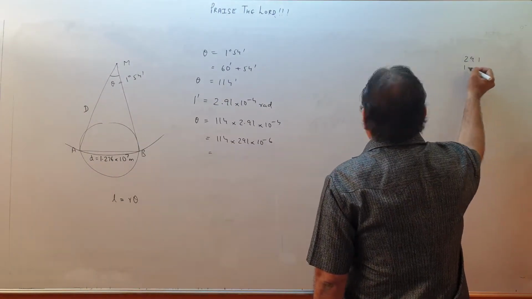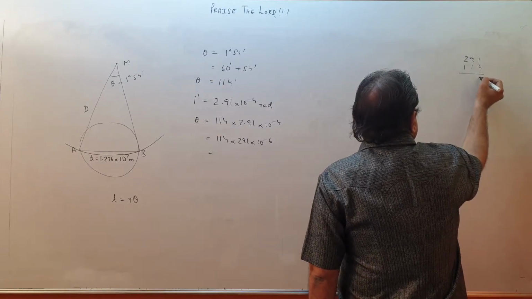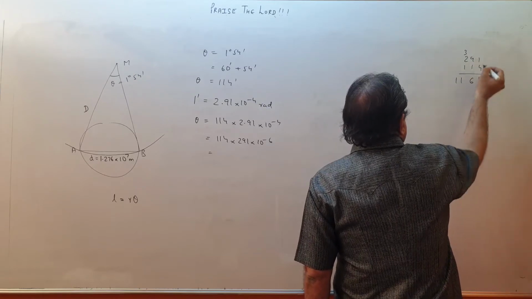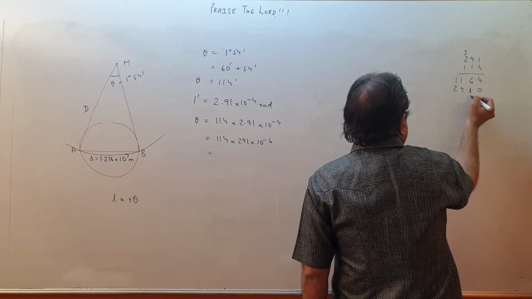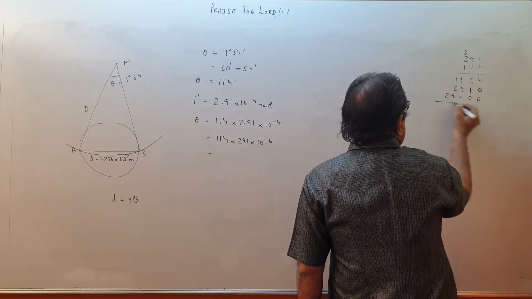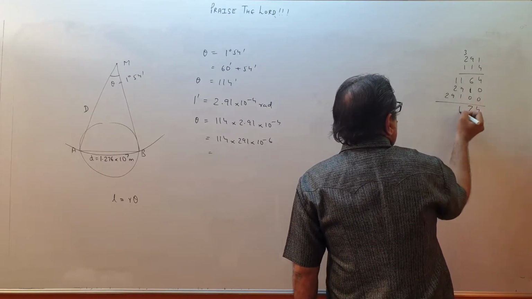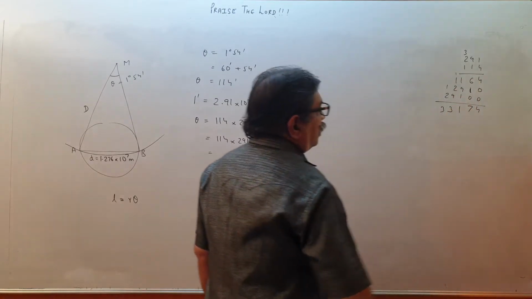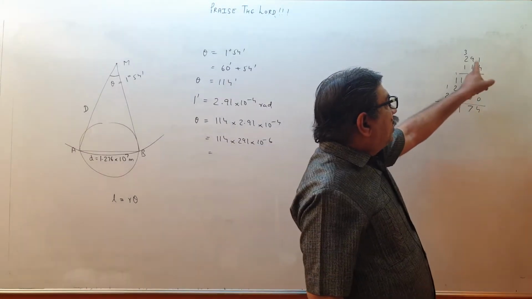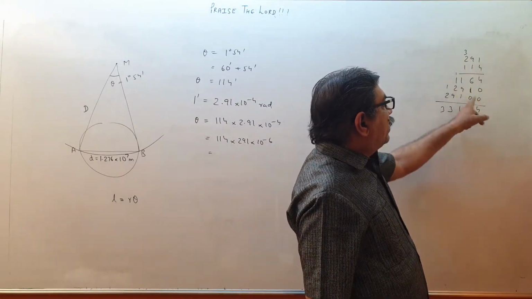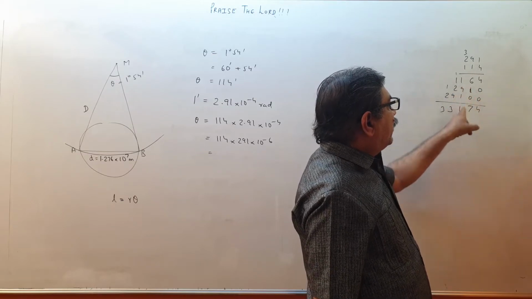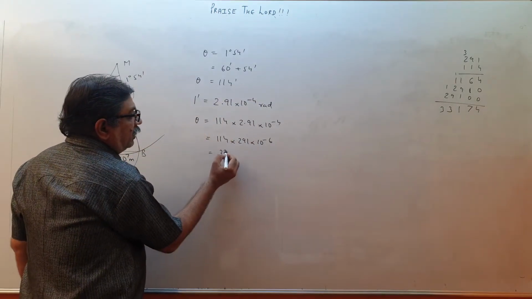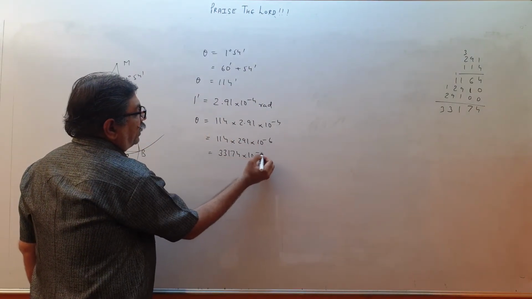291 times 114. 1 4 is 4, 9 4s are 36, 2 4s are 8, 11, then 291 again, 291, 4, 7, 10, 11, 2, 4, 9, 13 and 3. 33174. So 33174 into 10 raised to minus 6.